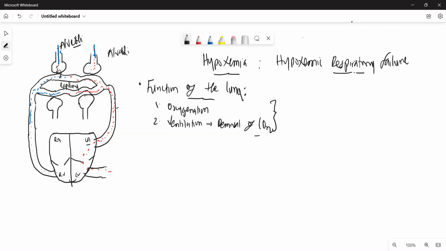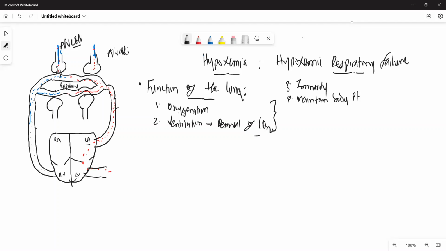Of course, the lung has other functions, like immunity, right? Helping us to fight infection, particularly that beautiful alveolar macrophage, right? And it also helps to maintain our body pH. So they take part in acid base, right? Maintaining our body pH. And of course, there are other functions of the lungs, which is beyond this conversation. So we're going to focus more on these two major functions of the lung, which is oxygenation and ventilation.